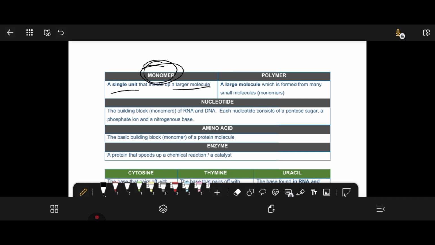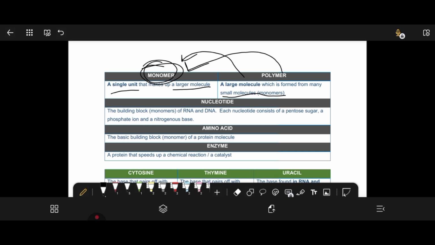But this one is a large molecule which is formed from many small molecules, which are monomers. So a polymer basically is made up of monomers. A monomer is more like a lot of atoms stuck together, which is a molecule. A polymer is a large molecule made of monomers, basically.